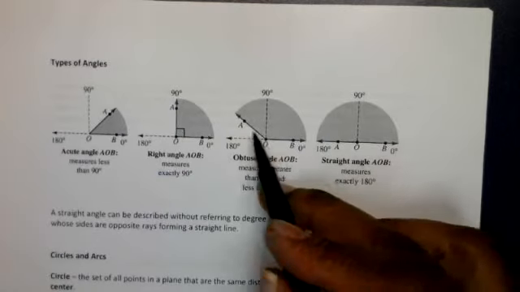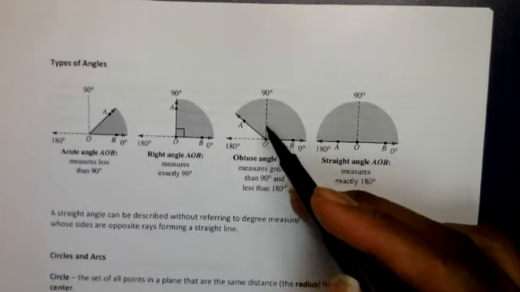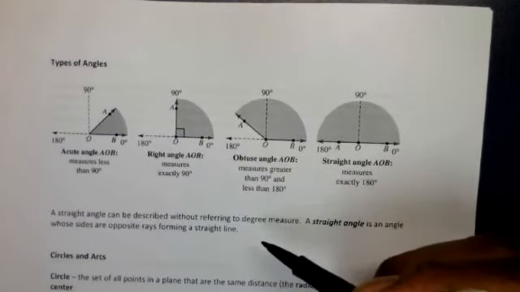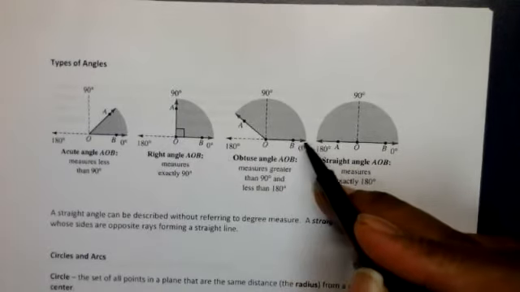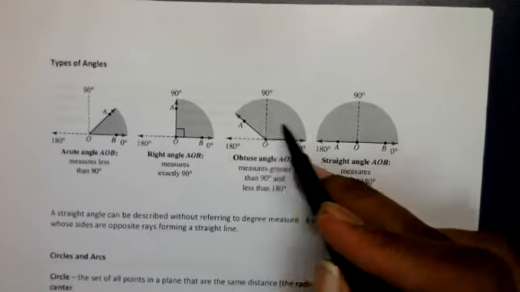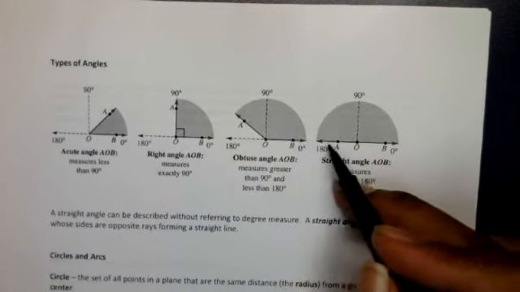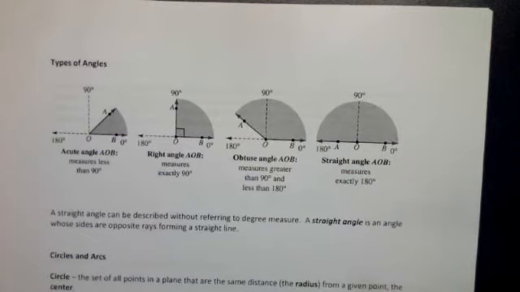An obtuse angle is an angle that is more than 90, but less than 180. Okay, so angle AOB in this case would be an obtuse angle. And then finally, a straight angle is an angle with a measure of exactly 180 degrees. Now, a straight angle can be described without referring to degree measures. A straight angle is an angle whose sides are opposite rays, forming a straight line.